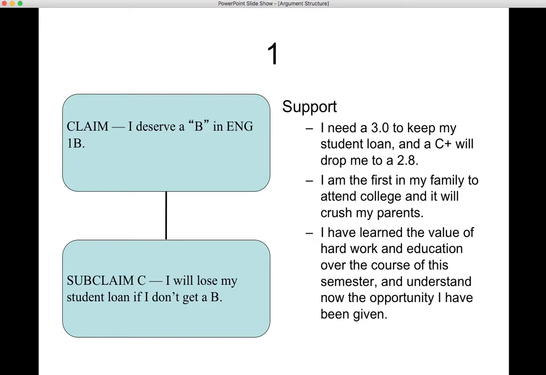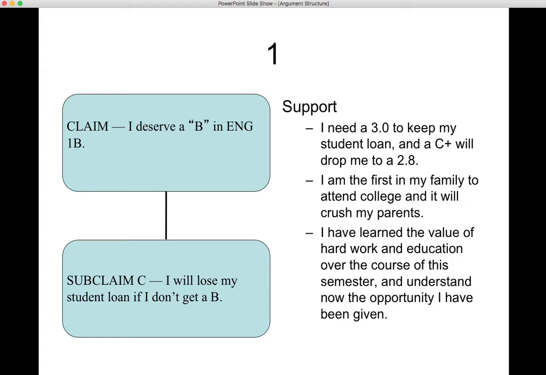Lastly, I have learned the value of hard work and education over the course of this semester and understand now the opportunity I have been given. That's an appeal to values that we share. You, Mr. Professor, and I, the student, share this value of hard work and share this value of education, and now we understand it together.